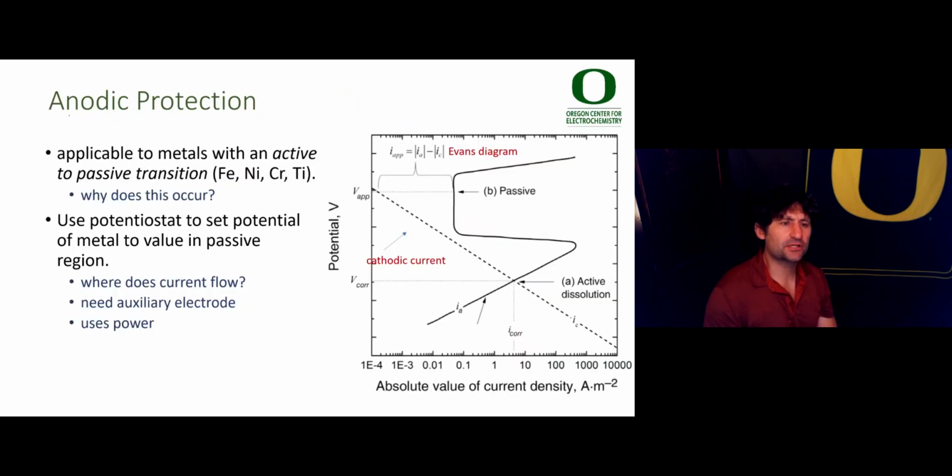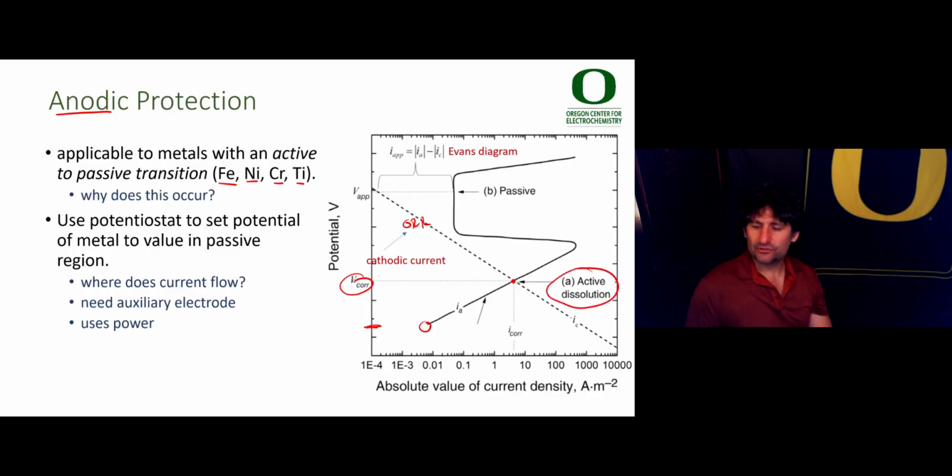There's another type of protection called anodic protection, and that's applicable to metals with an active to passive transition. So things like iron, nickel, chromium, titanium. If you apply a large voltage, you can go from a regime, here's where we're going to start, whatever potential this is, and maybe this is the ORR reaction. So if this system was just sitting there, it would go to this corrosion potential. And under these conditions, there's active dissolution going on. So you're going to have some active corrosion, and your part is going to disappear with time.